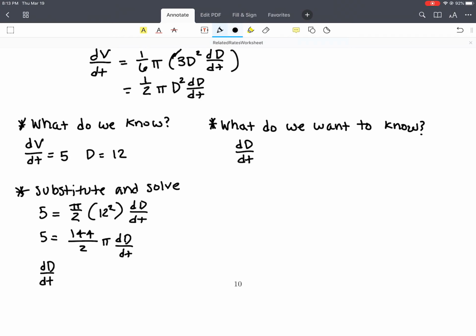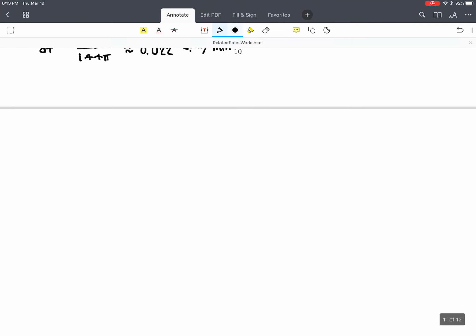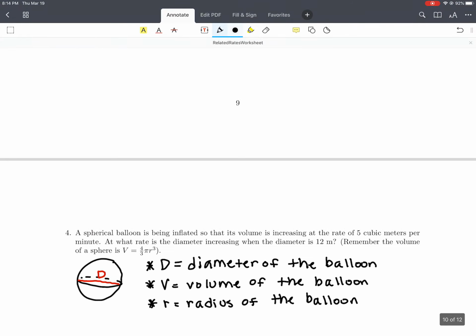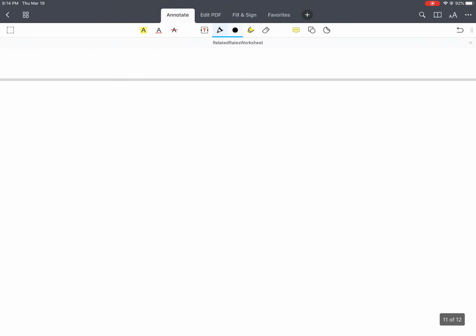So moving things around, we get dd dt is equal to 10 divided by 144 pi, which is about 0.022. The units on that are cubic meters per minute. So not centimeters, cubic meters. Yes, just wanted to check that that really was cubic meters.